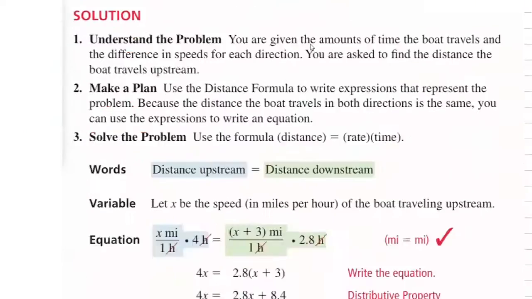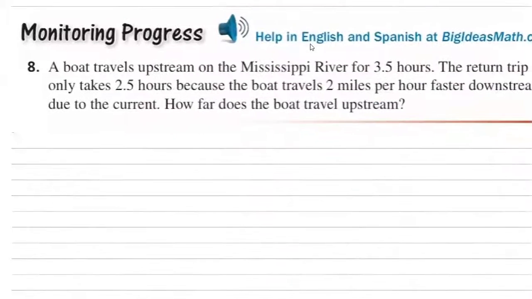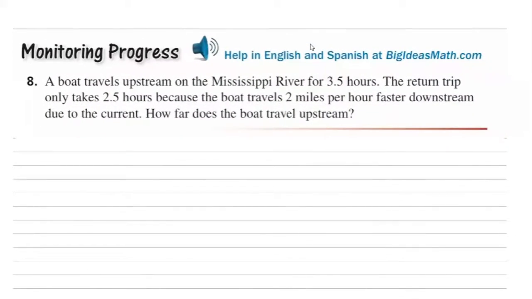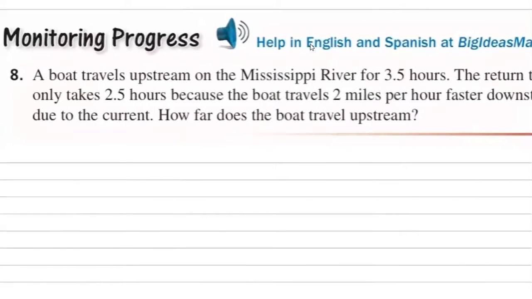For your next part, which is going to be the last thing we go over today, it tells us that a boat travels upstream on the Mississippi River for 3.5 hours. The return trip only takes 2.5 hours because the boat travels 2 miles per hour faster downstream due to the current. How far does the boat travel upstream? So you want to start with the fact that this boat travels 3.5 hours upstream. We don't know the distance yet, so that's 3.5 times x.